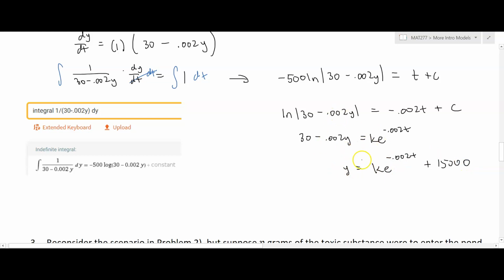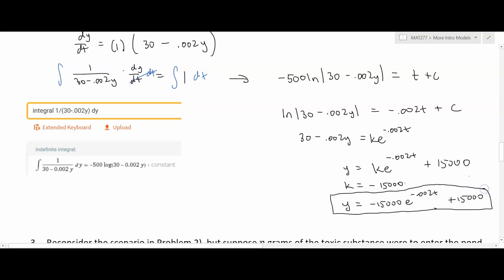And now we can solve for our initial condition. I'm just going to make the claim here that when you plug in 0 for y and 0 for t, you're going to get k equals negative 15,000. And so our final equation will be negative 15,000 e to the negative 0.002t plus 15,000. And you can go ahead and verify just to be sure in your own mind that k is negative 15,000.